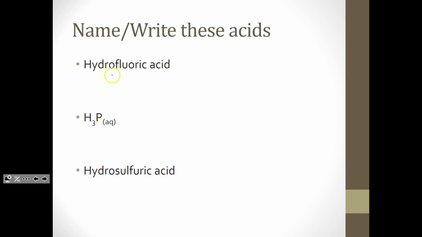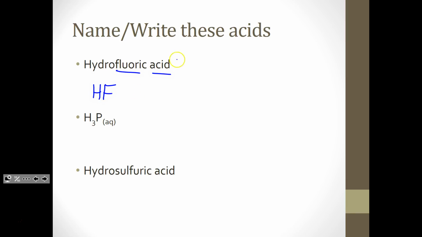So hydrofluoric acid. Remember, first of all, when I see acid, immediately I know it starts with hydrogen. And it's always the hydrogen at the beginning of the formula. That's actually the one that ionizes to make it acidic. So it's always written first. So hydro, okay, fluor. Fluor is the root, remember? So what element does that come from? And that's fluorine.